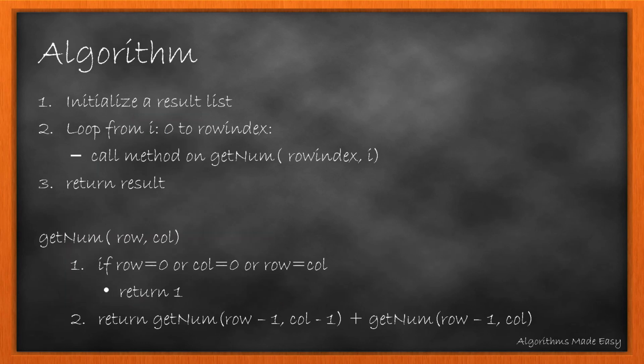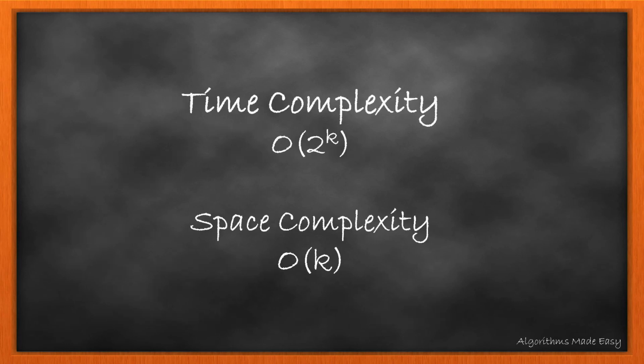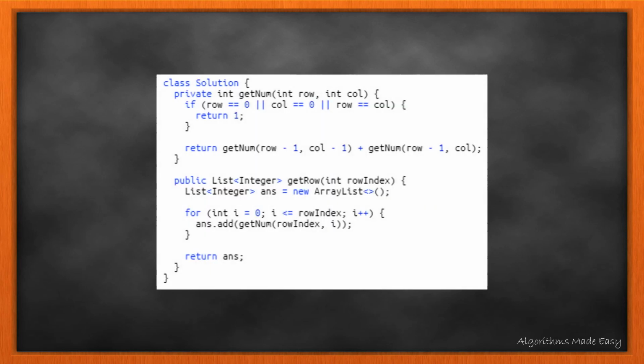The algorithm looks like this. We initialize a result list, and then for every column we call our method getNum. Inside this method we have the exit conditions and the recursive call that we discussed. The time complexity is O of 2 to the power k and the space complexity is k. Here's the code snippet for the brute force approach.